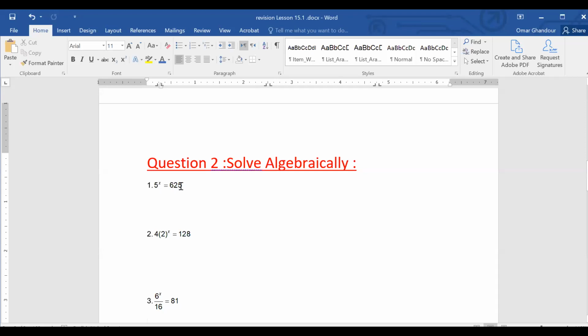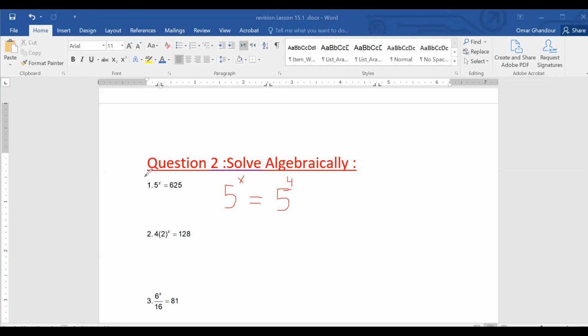5 power 1 is 5. 5 power 2, 25. 5 power 3, 125. 5 power 4, exactly 625. Right? Exactly 625. So I found my solution. And I can write that 5 to the power of x is equal to 625, which is 5 to the power of 4.